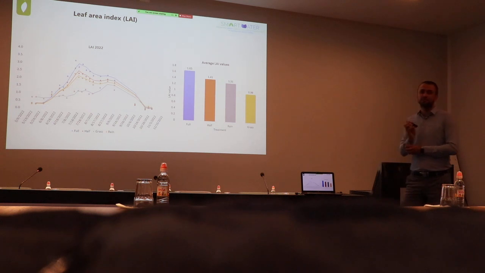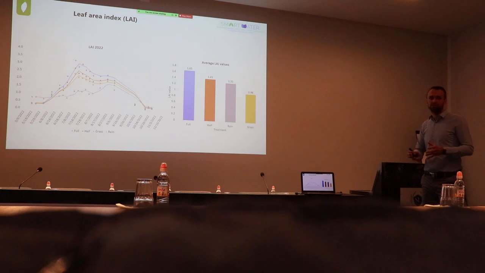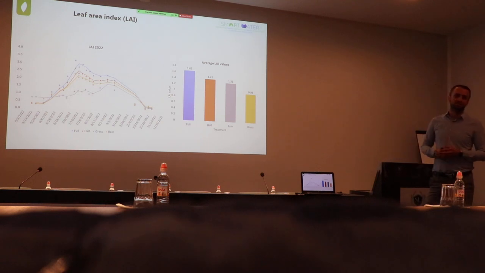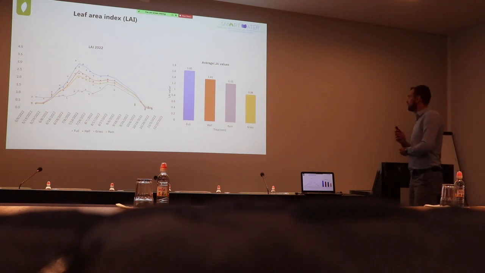The important thing here is that we calculate this index on the ground. So we have the real values, and we calculate it from the satellite images also to see the difference in values. Here you can also see the average LAI values for each treatment. Full irrigation plots have the highest values, and so on. And also the curve line from the beginning until the end of the vegetation period of these units.